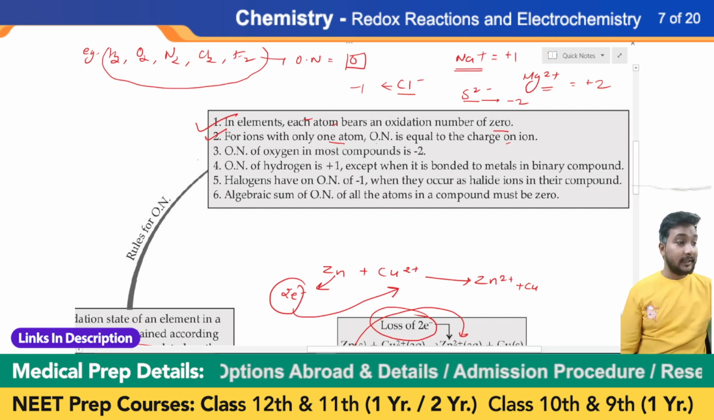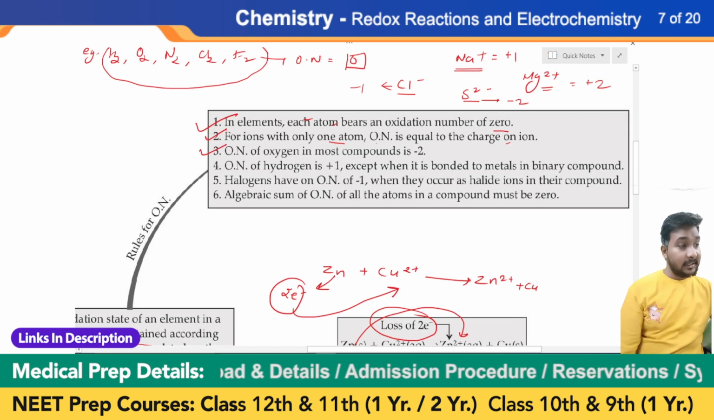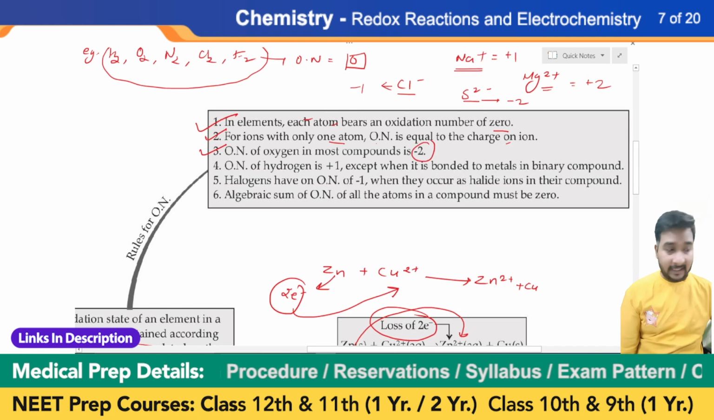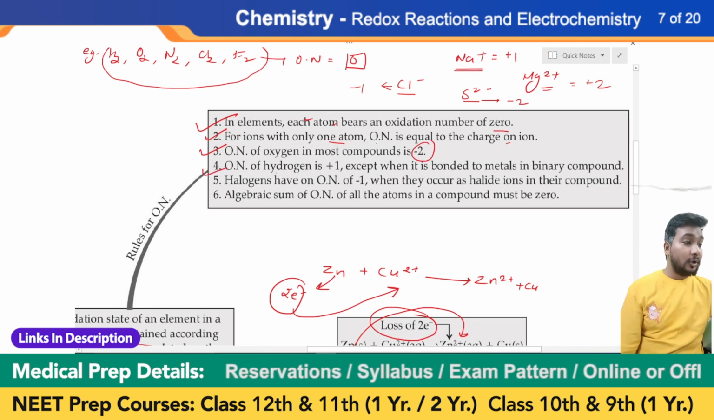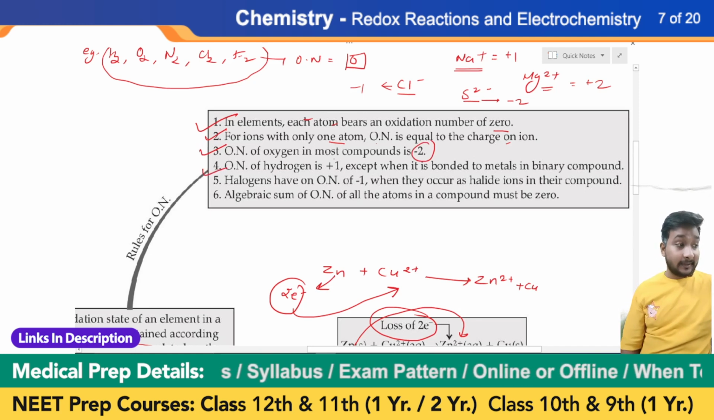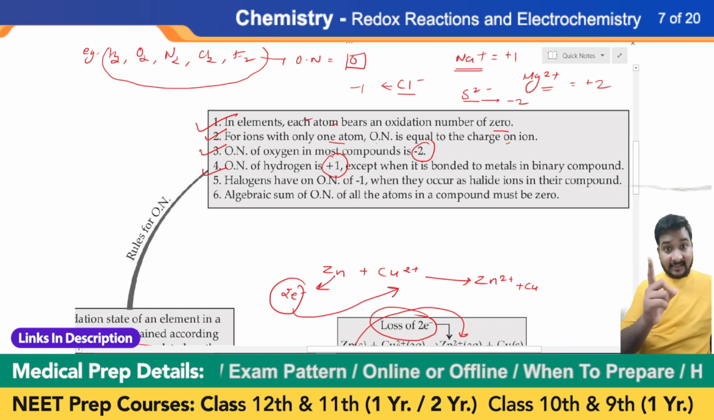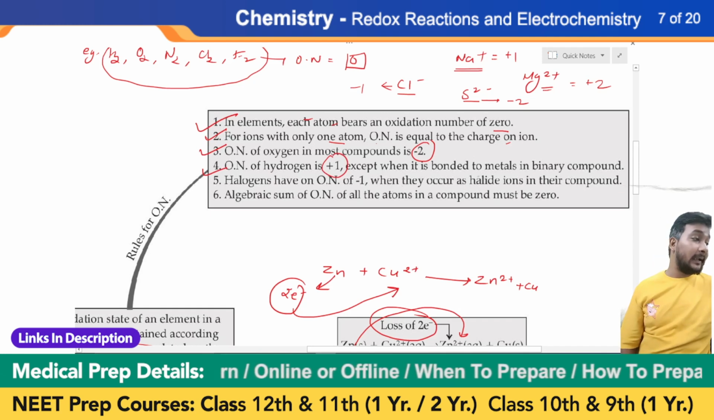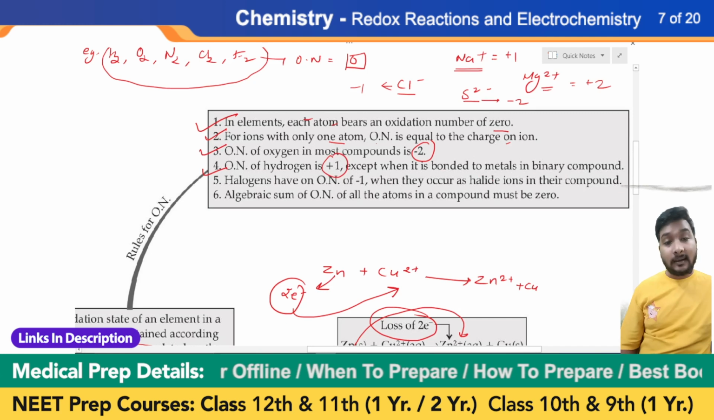Now number three. The oxidation number of oxygen in most compounds is -2. It is obvious, you have to remember that. Number four. The oxidation number of hydrogen is +1, except, this is an exception, when it is bonded to a metal in a binary compound.